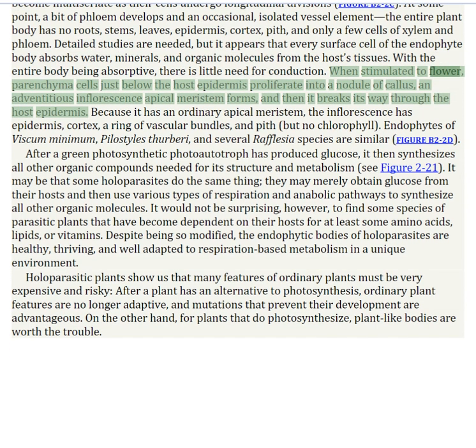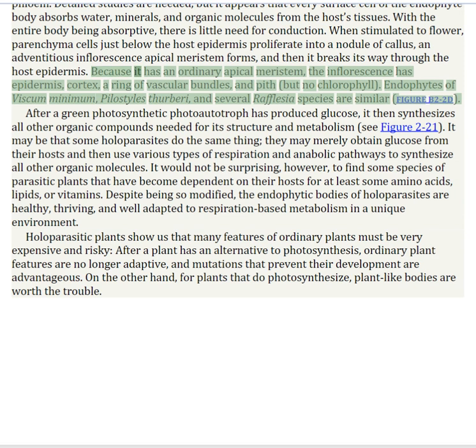When stimulated to flower, parenchyma cells just below the host epidermis proliferate into a nodule of callus, an adventitious inflorescence apical meristem forms, and then it breaks its way through the host epidermis. Because it has an ordinary apical meristem, the inflorescence has epidermis, cortex, a ring of vascular bundles, and pith. Endophytes of Viscum minimum, Pilostyles thurberi, and several Rafflesia species are similar.